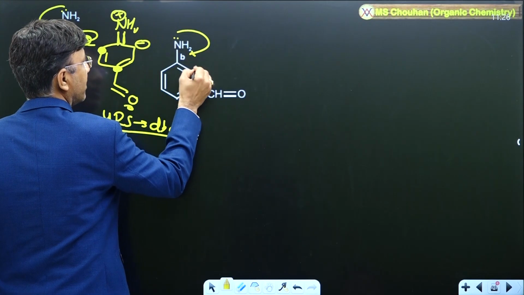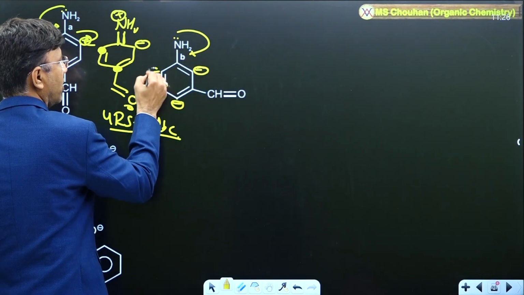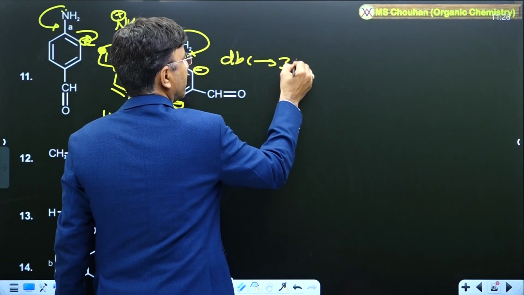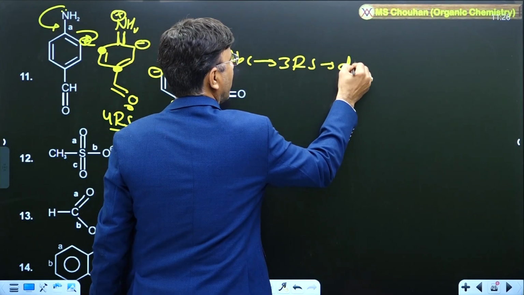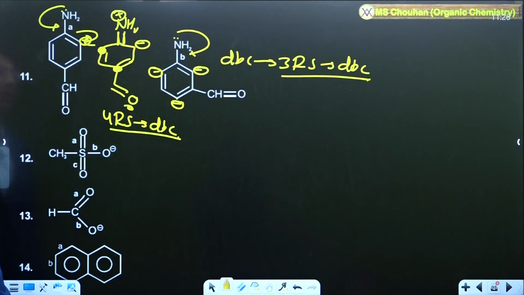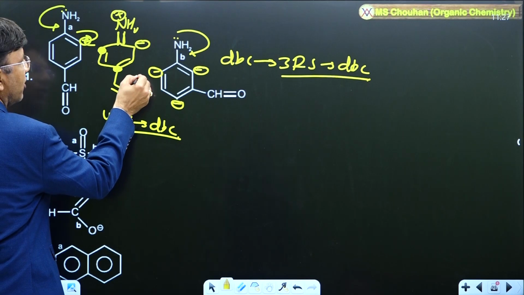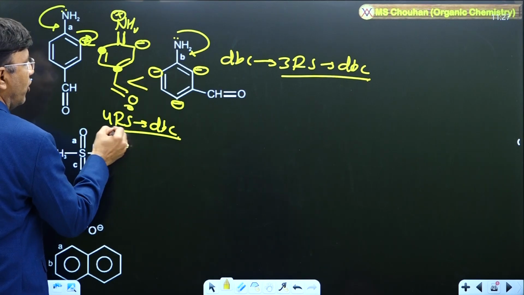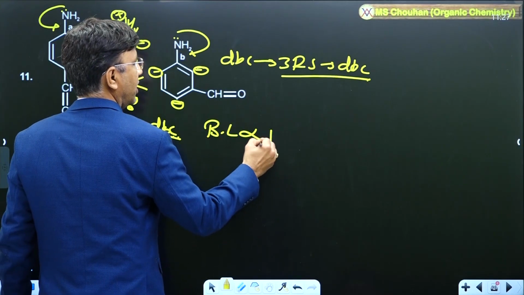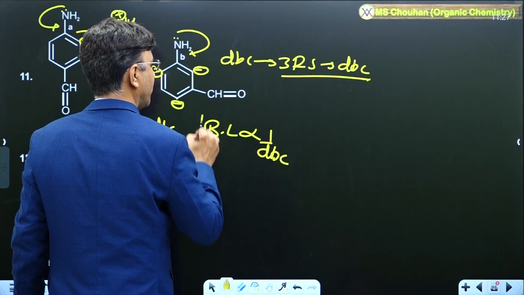While in B, the negative will be on this ortho, para, ortho. How many RS have double bond character? 3 RS have double bond character. Got it? This means we can say that the bond length of B is greater than A, because more double bond character, less bond length. Bond length is inversely proportional to double bond character.